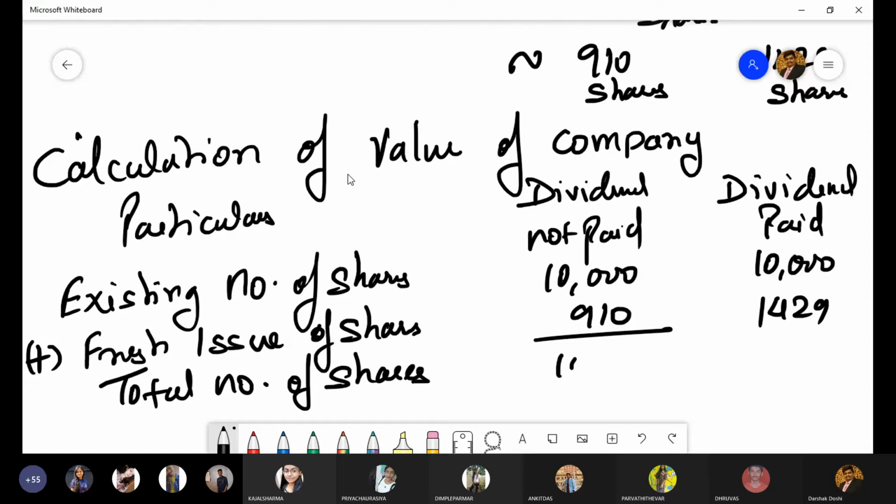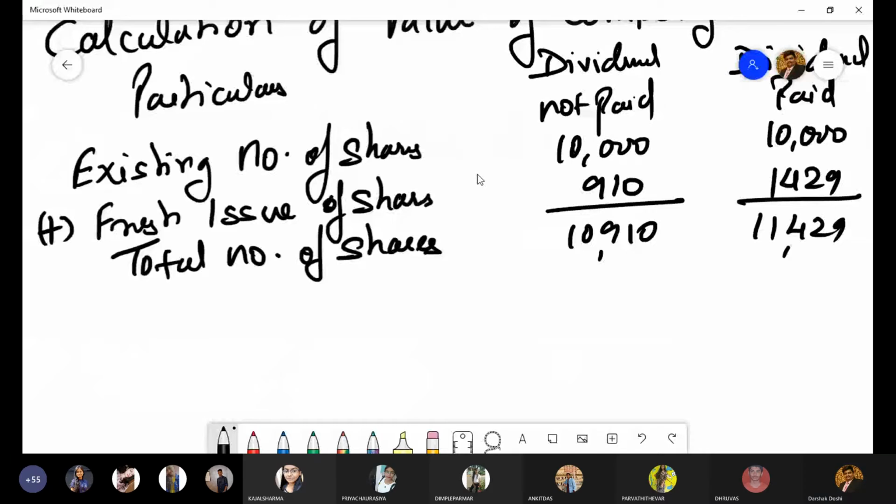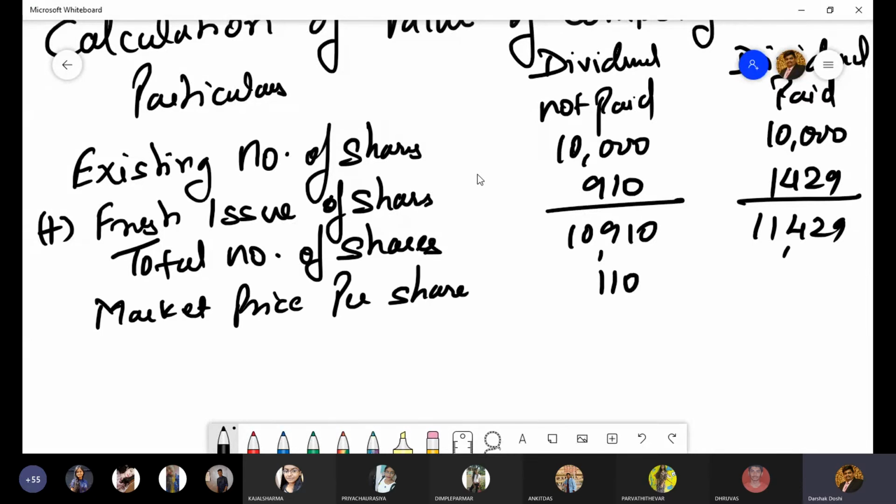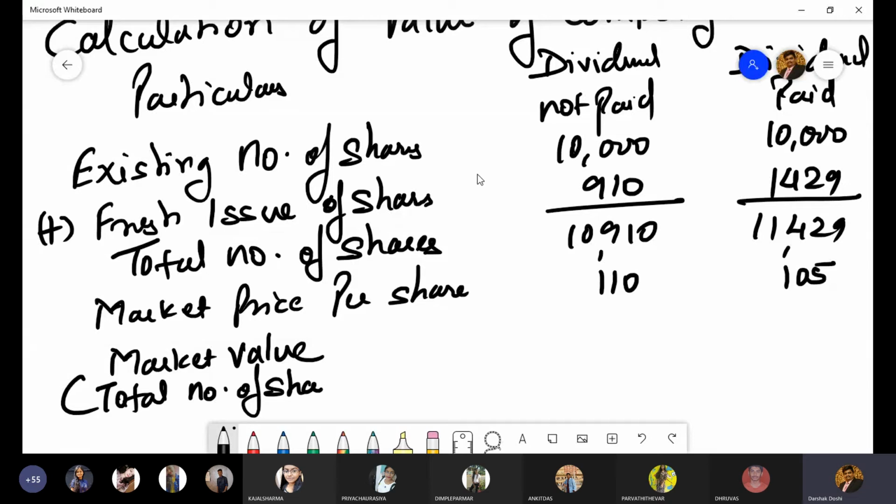If you want the market price per share, market price when dividend is not paid is 110, which is calculated by us, and 105 when dividend is paid. Then value is shares into market price. Can somebody calculate and tell me?